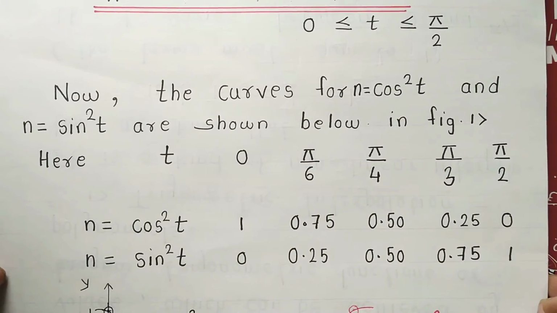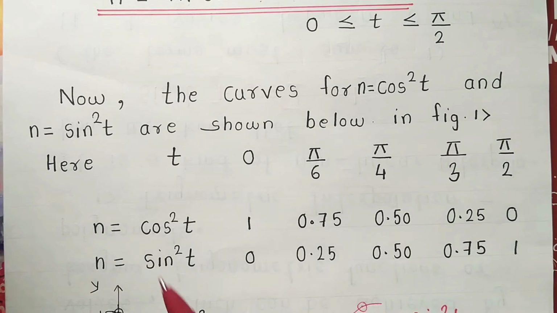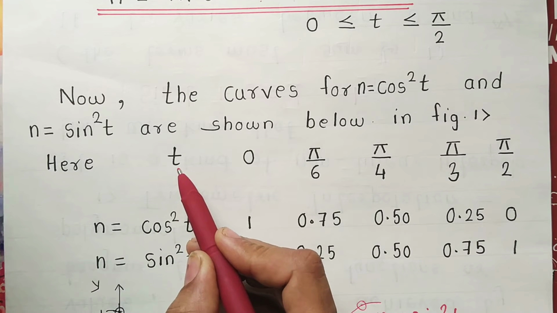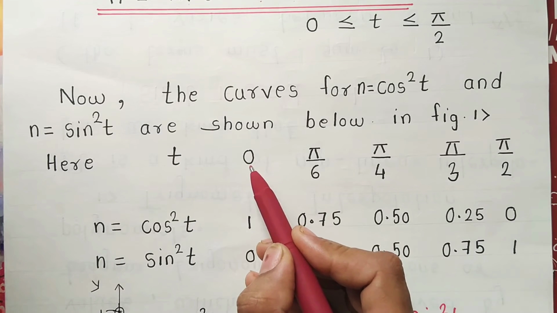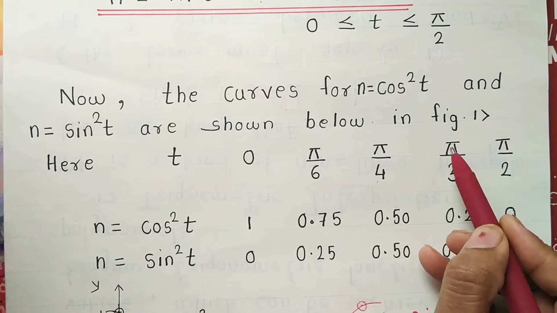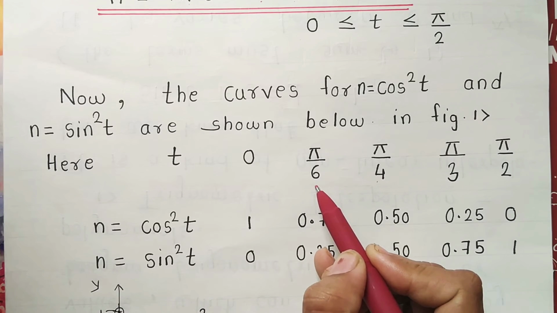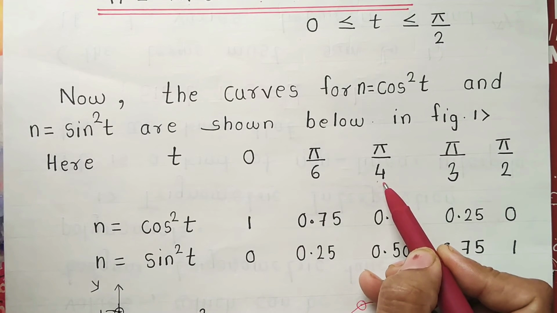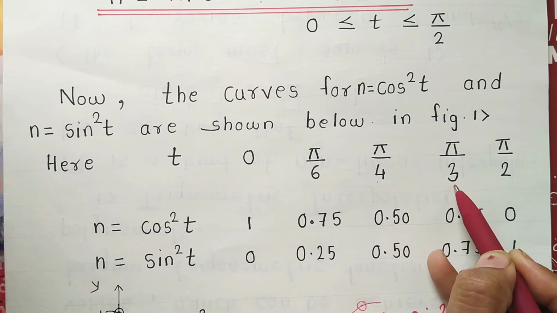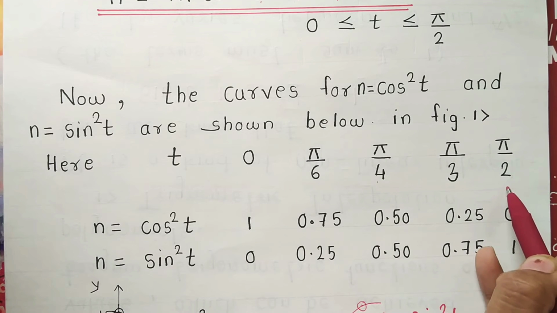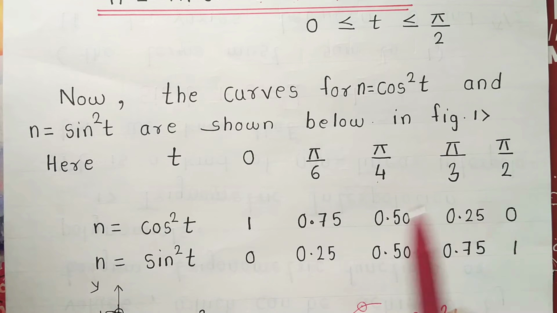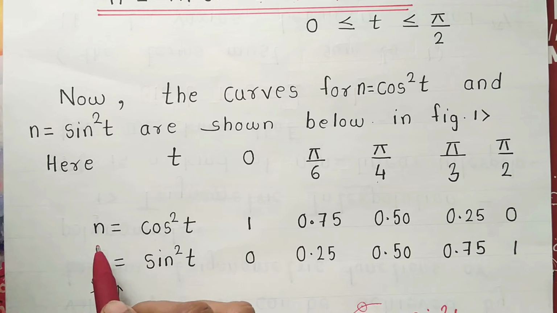Look at this table. Here we first determine the values for the t parameter. So 0, pi by 6, pi by 4, pi by 3 and pi by 2, these are the values. Pi by 6 means 30 degree, pi by 4 means 45, pi by 3 means 60 degree and pi by 2 means 90 degree. By considering these values, we find the answer for n is equal to cos square of t and n is equal to sin square of t.